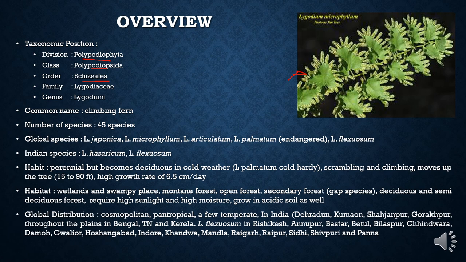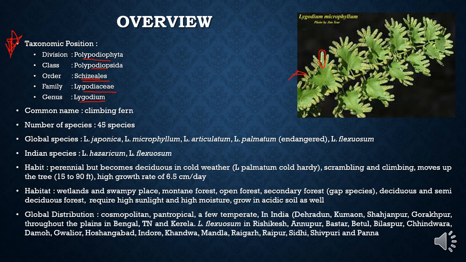This diagram shows the fertile leaves of Lygodium, where we see that the terminal region is highly lobed, and in each of these lobes we have two rows of sporangia, on either side of any vein. So Schizaeales includes those ferns that have dimorphic leaves. This order has three families: Lygodiaceae, and the other two families are Anemiaceae and Schizaeaceae. And Lygodiaceae includes our fern Lygodium.